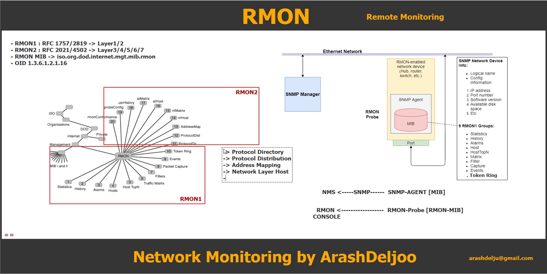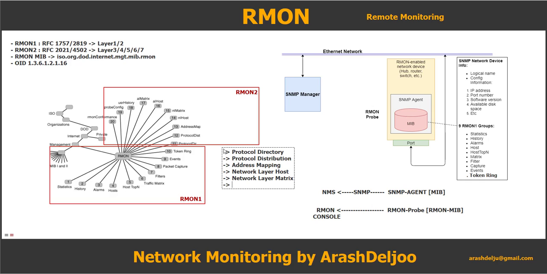Also, the next group is the network layer matrix. Again, here we talk about the network layer, meaning IP addresses. It contains network layer traffic statistics for conversation between pairs of hosts. I want to gather information about the traffic between this IP address and this IP address, for example IP1 and IP2. Here we have this information.